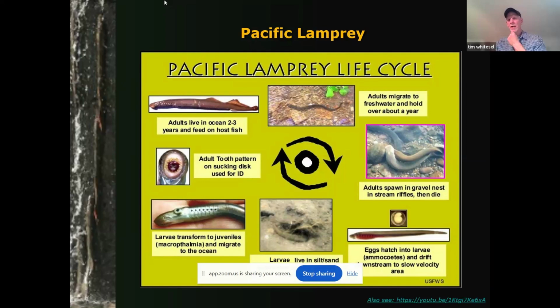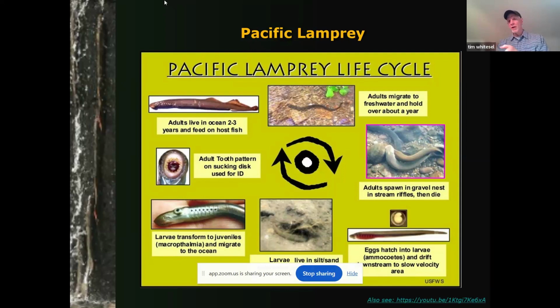And so I'm going to start kind of at 2 o'clock in that square that's outlined in pink. So adult Pacific lamprey will spawn in freshwater, in gravel. They nest in stream riffles, and they die after they spawn. So we call that semelparous. They spawn once and then they die. So they're in freshwater, up in tributaries, spawn, then die.